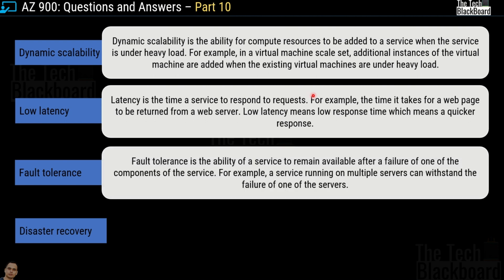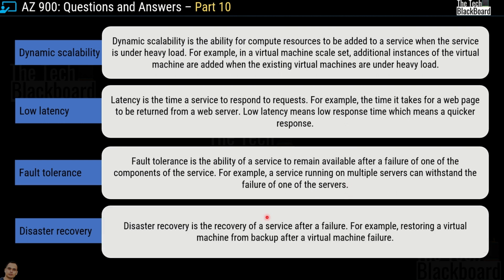And now we have fault tolerance. Well, fault tolerance is the ability of a service to remain available after a failure of one of the components of the service. For example, a service running on multiple servers that can withstand the failure of one server. And lastly, we have disaster recovery. Disaster recovery is the recovery of a service after a failure. For example, restoring a virtual machine from backup after virtual machine failure.